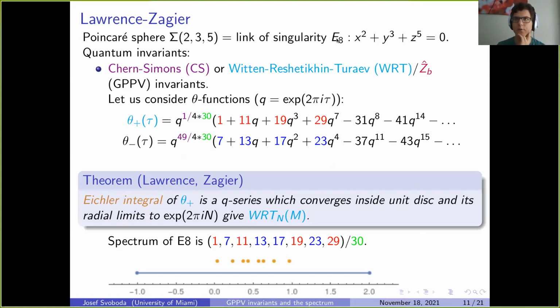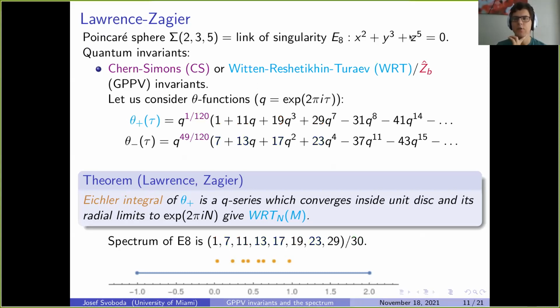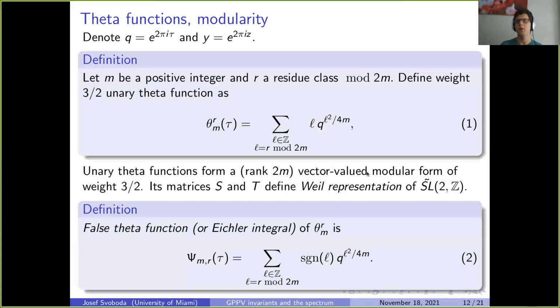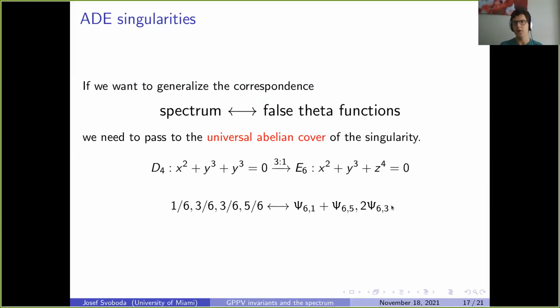So for example, for E7, but then we don't take the spectrum of E7, but we rather take the spectrum of the so-called universal abelian cover of the singularity. So here is the example. So we take E6, this is x squared plus y cubed plus z to the 4, and we can compute the theta functions in the modular form which we get from these Z hat invariants. And then we see that there is this 1, 5, and 2 times 3. There is this multiplicity 2.